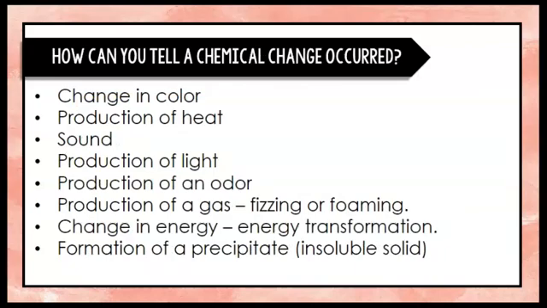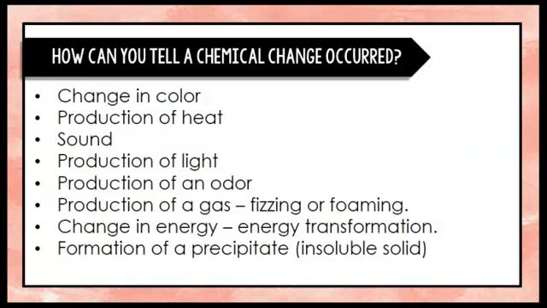Now, how can you tell if a chemical change has occurred? Well, these are the same indicators of a chemical reaction occurring. It includes a change in color. I don't mean mix red and blue to make purple. I mean like mix red and blue and you somehow get green or clear or something like that. Also, sound. Sometimes a sound is produced, like a hissing noise.